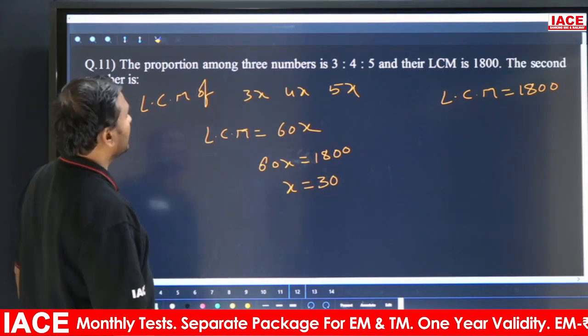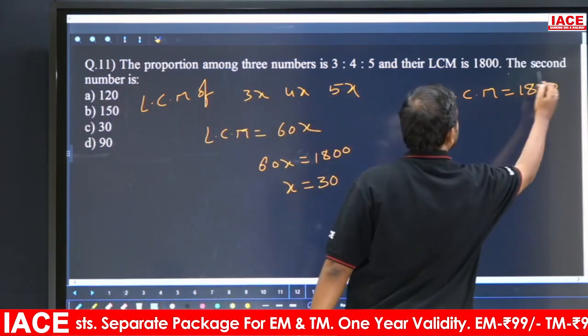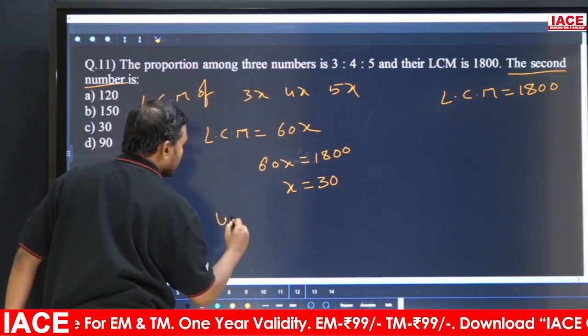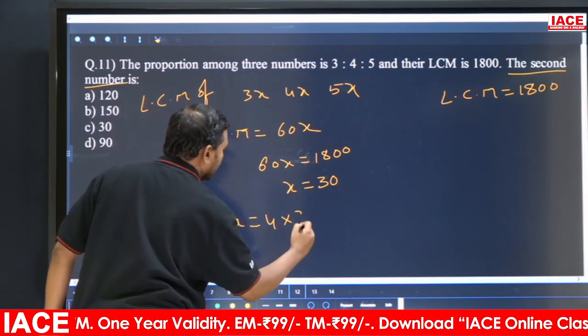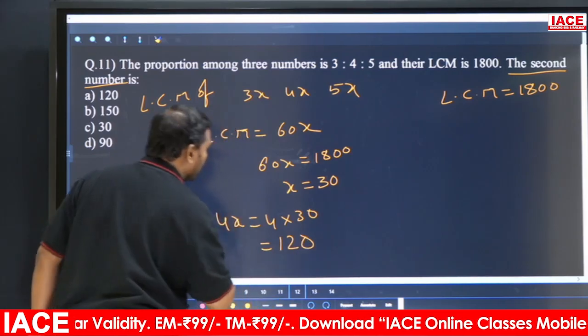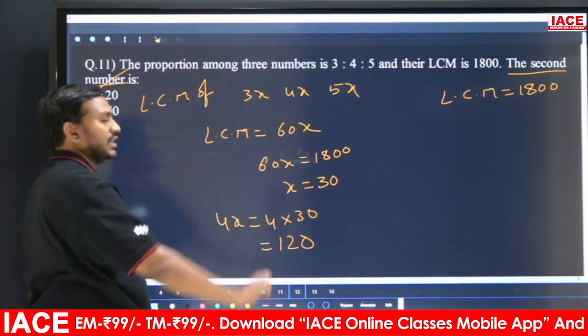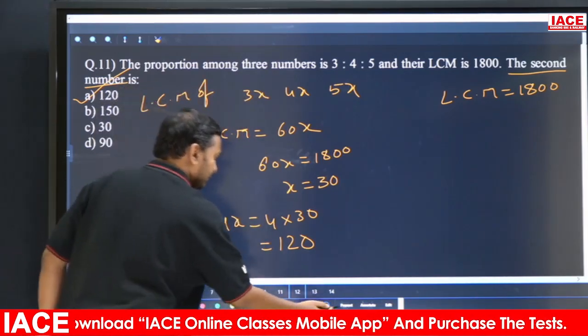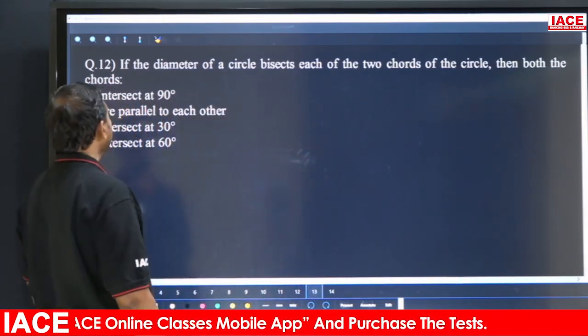So x is 30. What is being asked? Find the second number. What is the second number? 4x. So 4x means 4 into 30. That is how much? 120. So option A is the right answer. So 120 is the right answer. Right? Then next, question number 12.